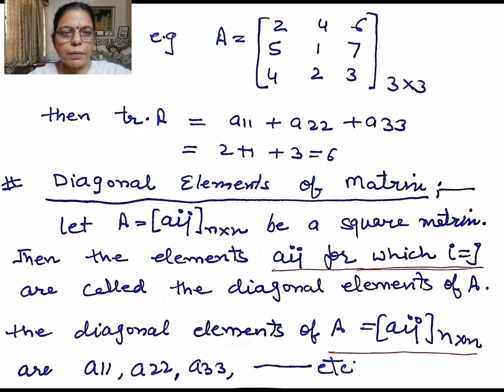Now a square matrix Aij, n by n, be a square matrix, then the elements Aij for which i is equal to j, that is called diagonal elements of the matrix A. And the diagonal elements are A11, A22, A33 and Ann.